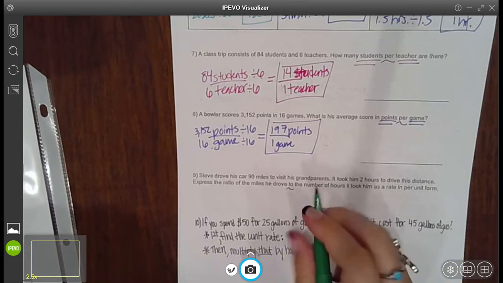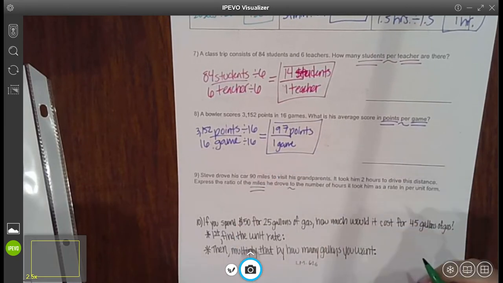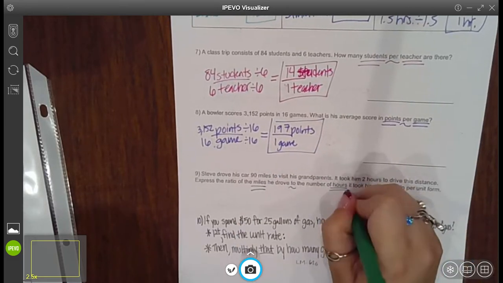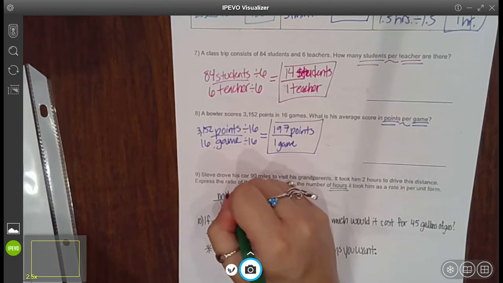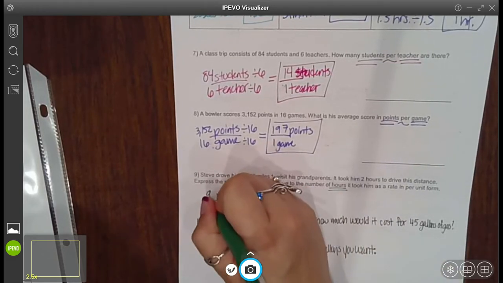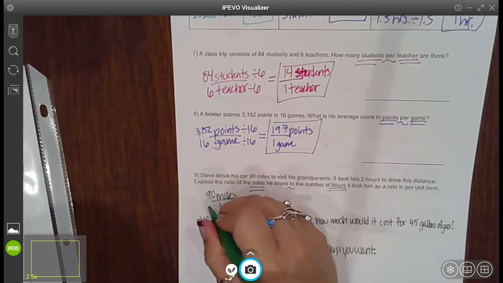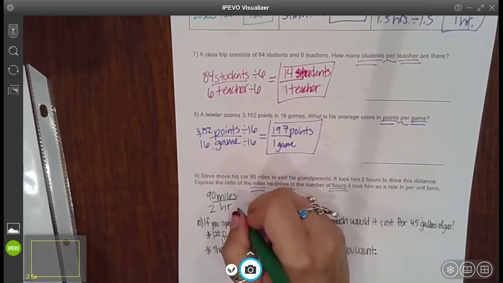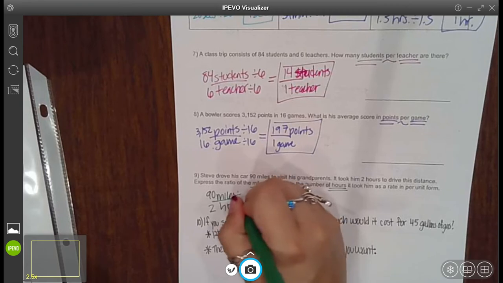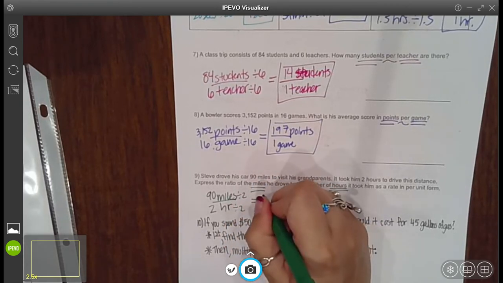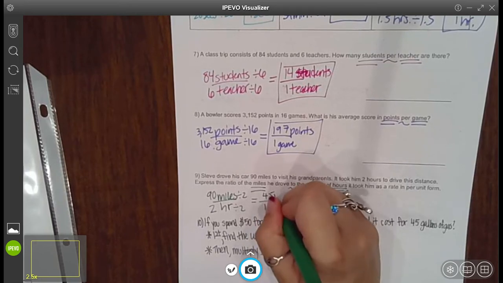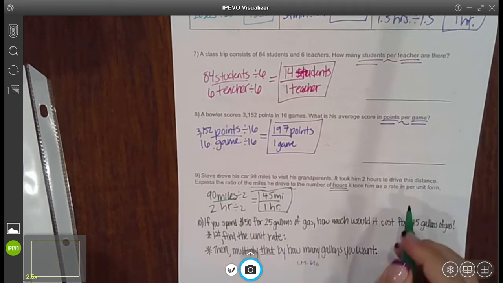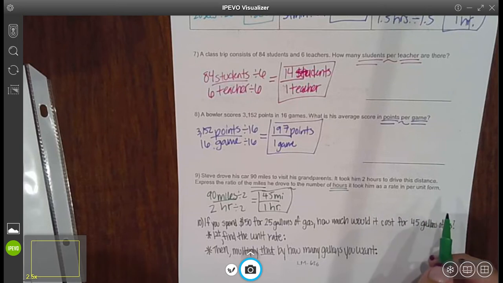Okay, so they want the number of miles he drove to the number of hours it took. So miles per hour. So he drove it 90 miles in 2 hours. If we find the unit rate, divide by 2. 90 divided by 2 is 45. 2 divided by 2 is 1. So the per unit form is 45 miles per hour.